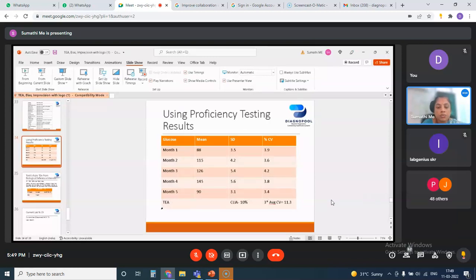Suppose, for example, this is the TEA of glucose, I have put it in. Month 1 has 88 mean and 3.5 SD and 3.9 CV. Likewise for all 5 months, and I get the average CV, and it is multiplied by 3, and 11.3 is your acceptable total error. Whereas CLIA gives 10% as the total allowable error. So if you do not have CLIA or any other guidelines, you can go for averaging the CVs of the previous PT reports and multiplying by 3.